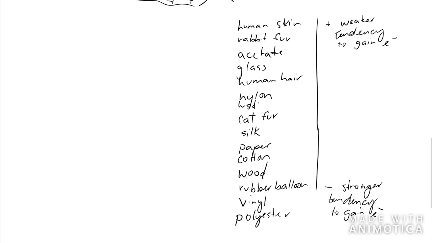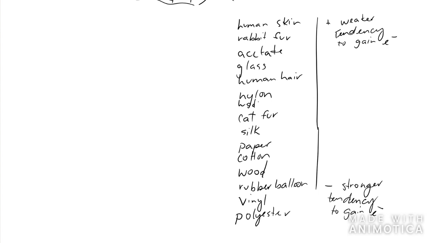Okay, so a common one that you guys have probably done in your lifetime is to take a rubber balloon and rub it on your hair. So if rubber balloon is at the stronger tendency to gain electrons, that means the rubber balloon will become negatively charged. And the human hair will become positively charged.